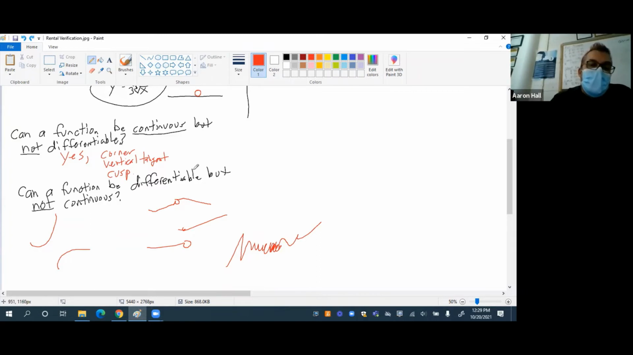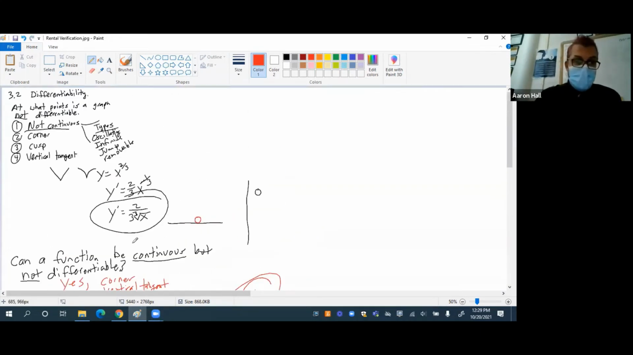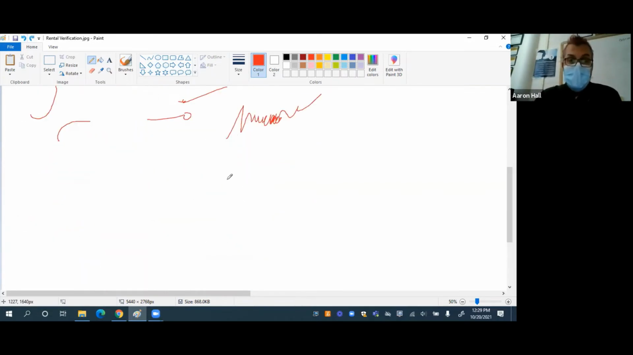So the question, Tate, is, can a function be differentiable but not continuous? And Tate, one more time, what's the answer? No, it can't be. In fact, the answer for this one is no. And we talked about that before. Over here, we said points that are not differentiable are the following: if it's not continuous, or if the point is a corner or a cusp or a vertical tangent. So because all points that are not continuous cannot be differentiable, then we know that the answer for this has to be no. Does anybody have any questions about that?